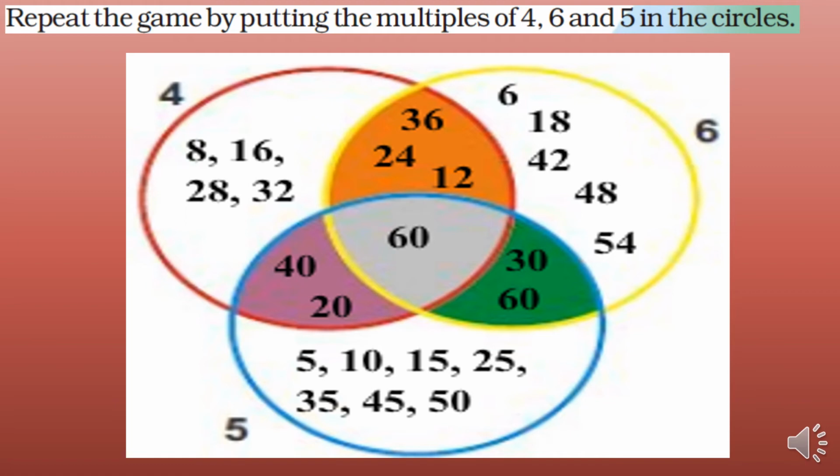So here you can see, the LCM, that is least common multiple, of 4 and 6 is 12. Least common multiple for 4 and 5 is 20. Least common multiple for 5 and 6 is 30. And least common multiple for 4, 5 and 6 is 60.